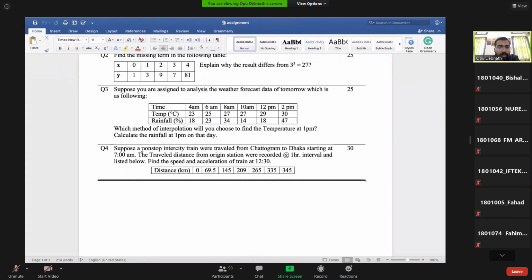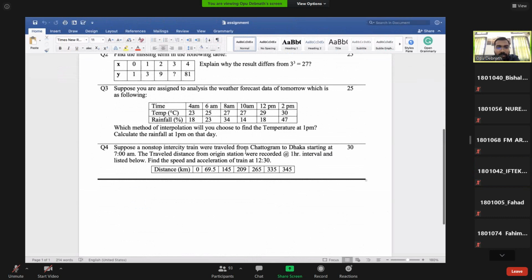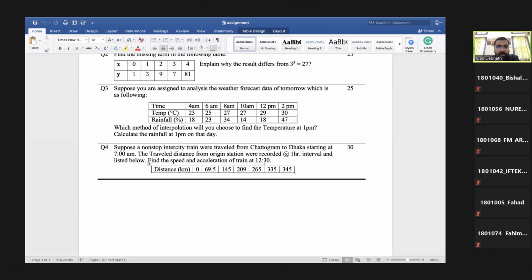Suppose a non-stop intercity train traveled from Chittagong to Dhaka starting at 7 a.m. The travel distance from the origin station is recorded at 1 hour intervals and listed below. So find the speed and acceleration of the train at 12:30. Here the given data is time versus distance, and you are asked to solve for speed and acceleration at a certain time.